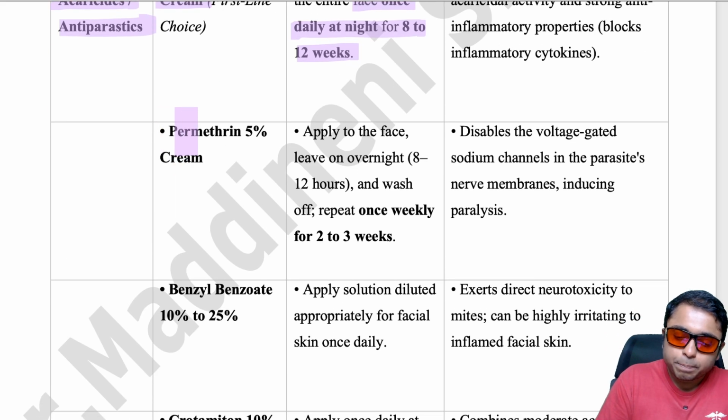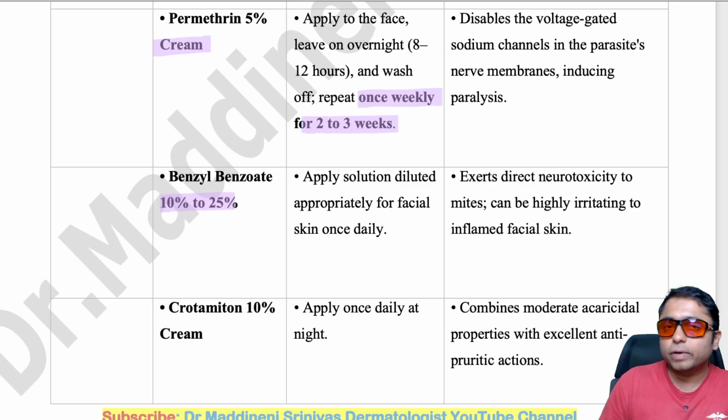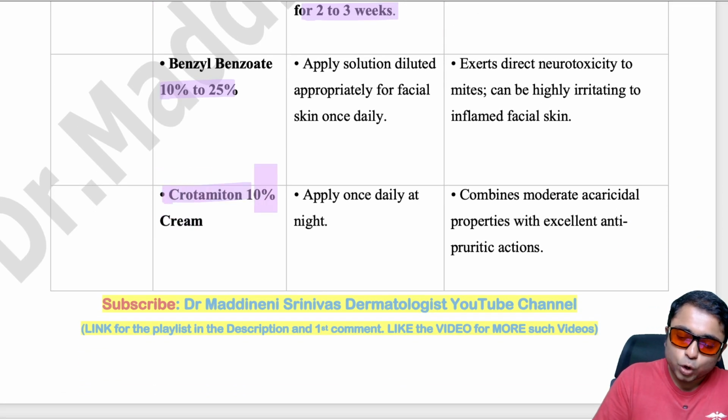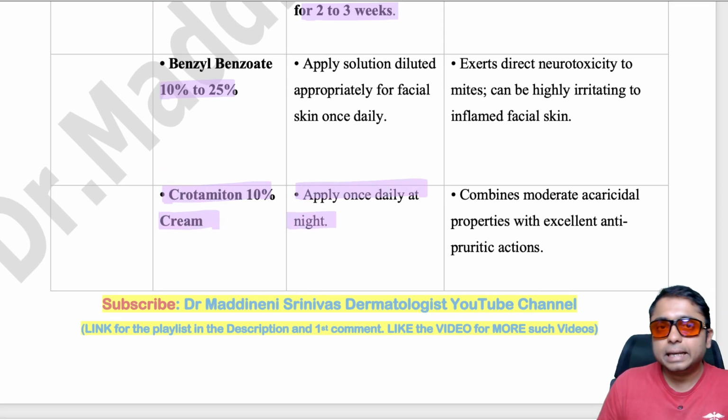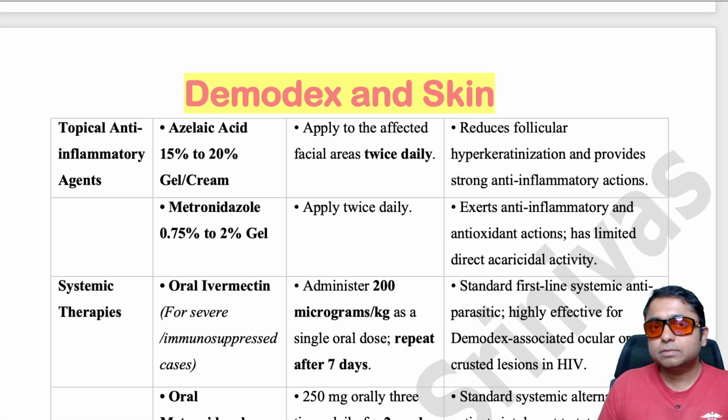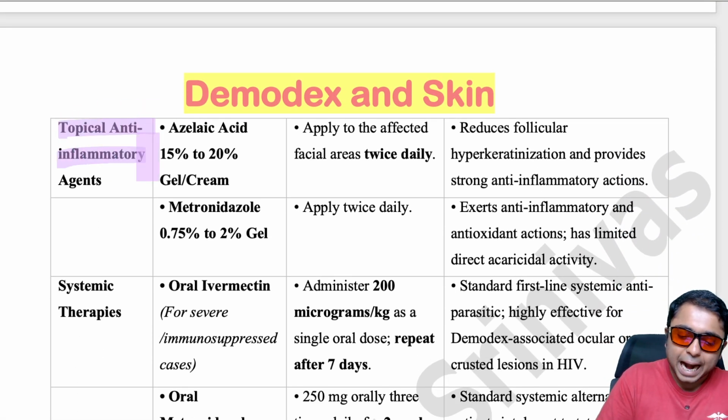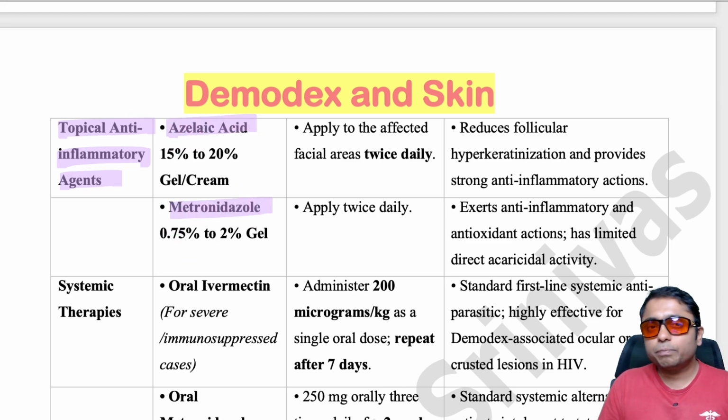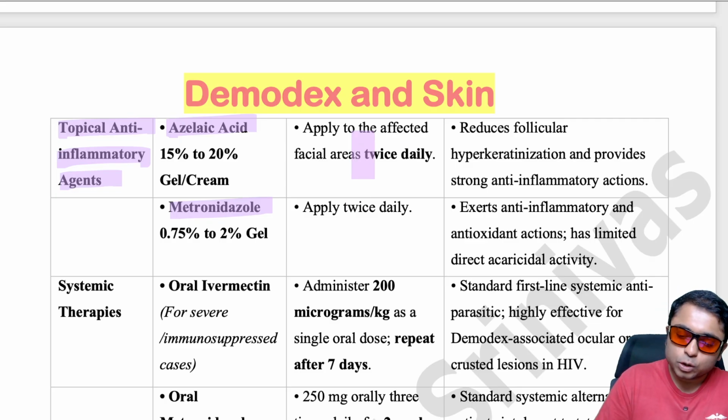And also we can use the permethrin 5% cream. It should be applied once weekly for a period of 2 to 3 weeks. Benzyl benzoate 10 to 25% we can use as an appropriate concentration, because it could irritate the facial skin. Crotamiton 10% applied once daily at the night time. So these are the antiparasitics which could be used. Apart from this, topical anti-inflammatory agents like for example azelaic acid 15 to 20% and metronidazole 0.75 to 2% can also be used. So both these should be applied twice daily. These are basically having anti-inflammatory properties.